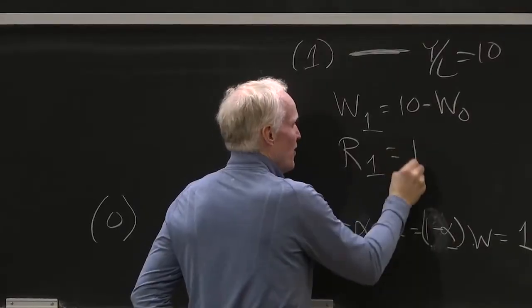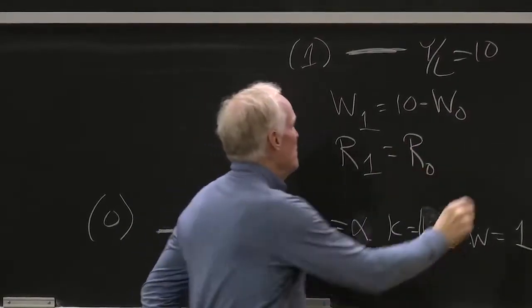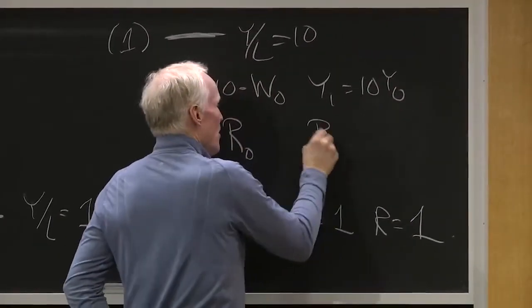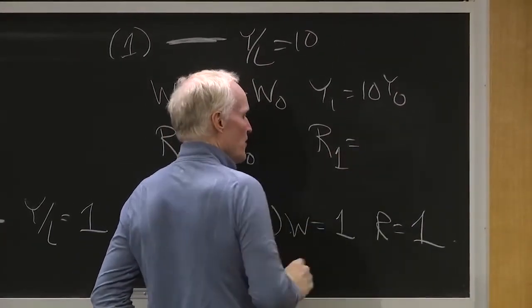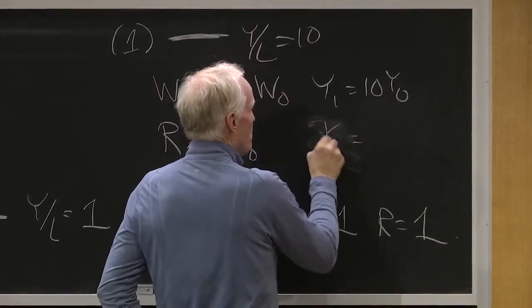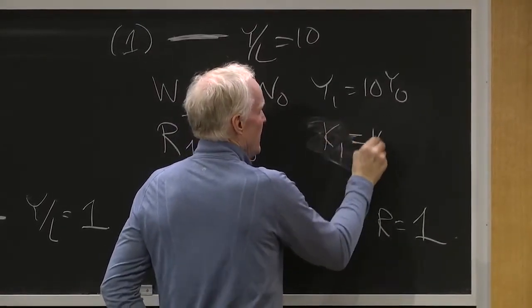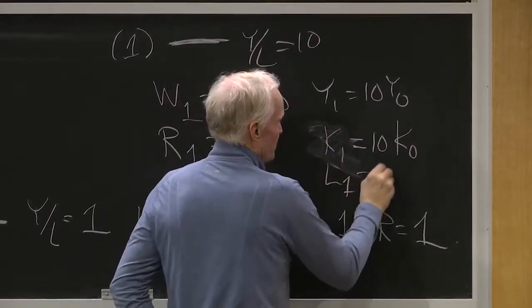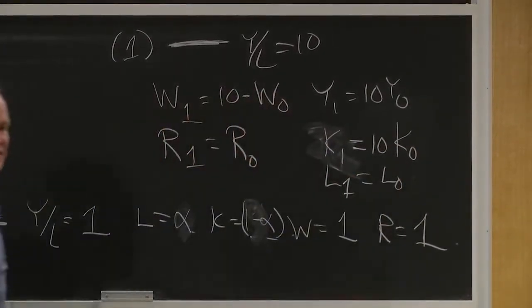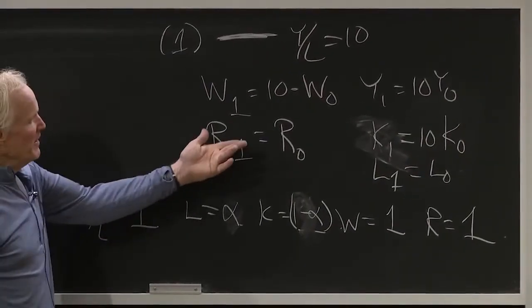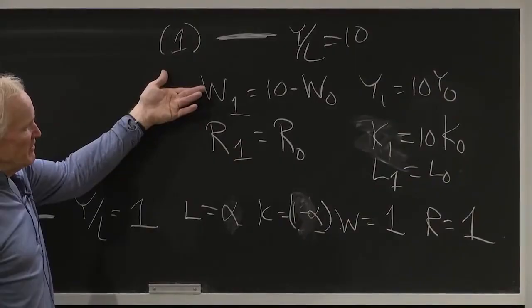R1 equals R0. Y1 equals 10 times Y0. K1 equals 10 K0, L1 equals L0. That's a simple world. Over a period of time, we got 10 times as productive.